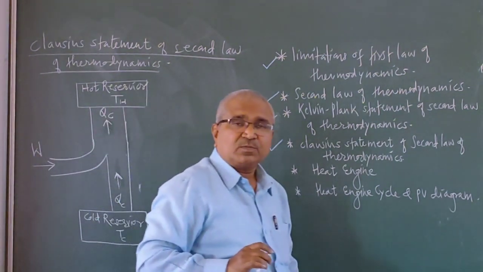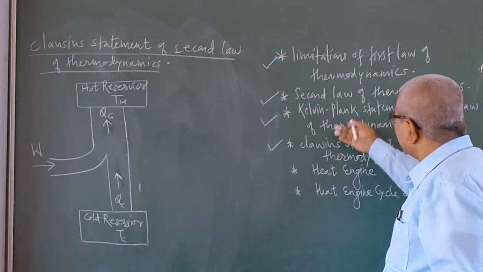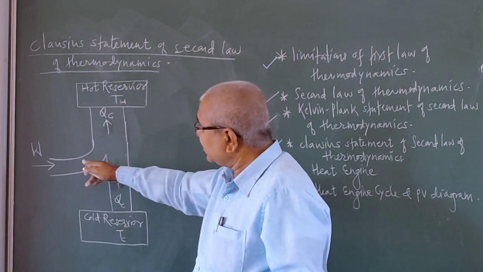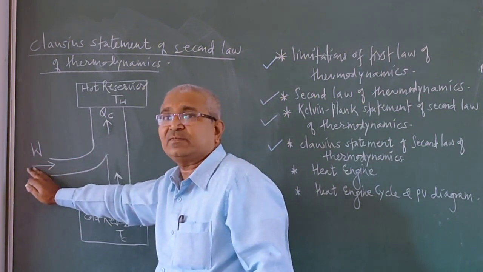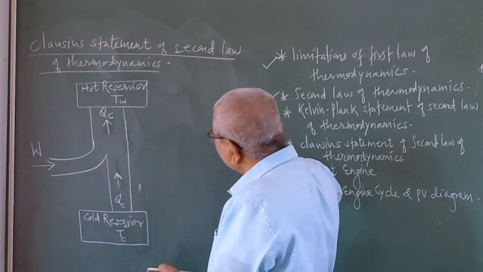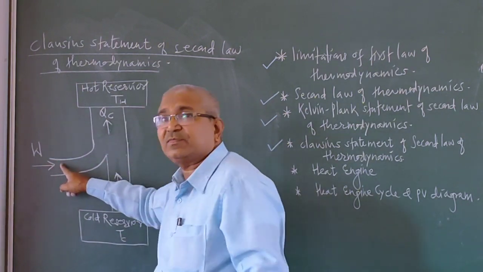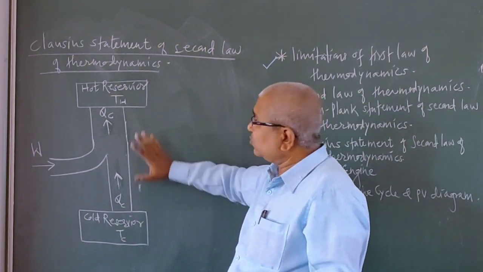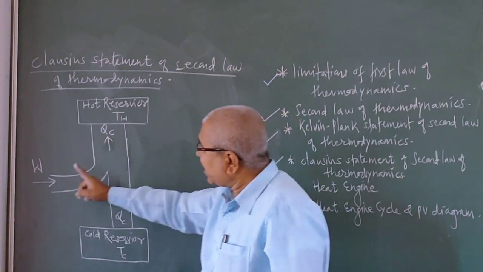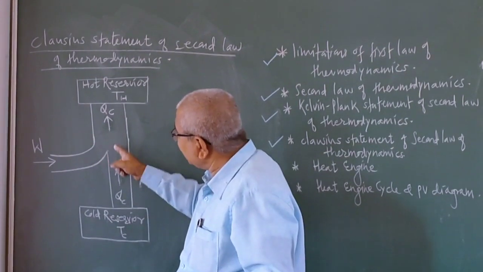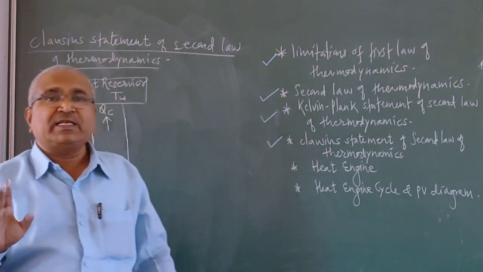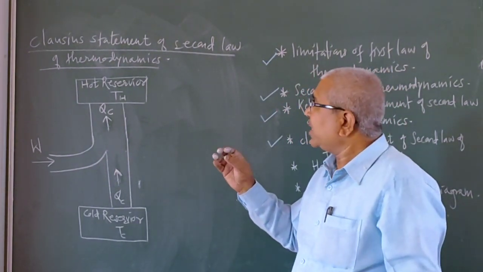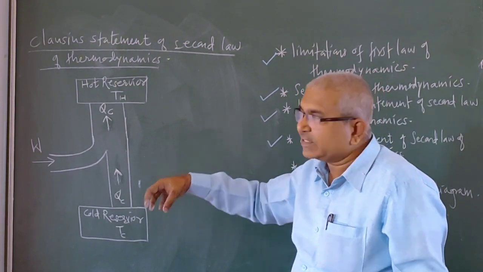So this is the difference between the block diagrams of the Kelvin-Plank statement and the Clausius statement. See here, the compartment of work is on the right side. But here, dear student, the compartment of work is on the left side. The direction of the arrow is away from the system, but the direction of the work is towards the system. And the transfer of heat is from the cold reservoir to the hot reservoir. This is possible if and only if some work is done on the system. So heat is transferred from a lower temperature body to a higher temperature body by doing some work on the system.